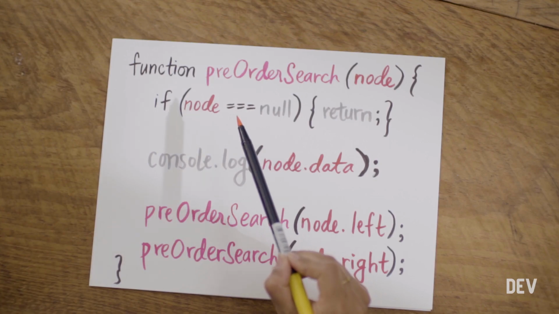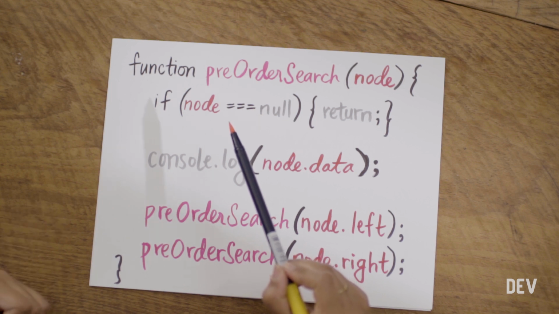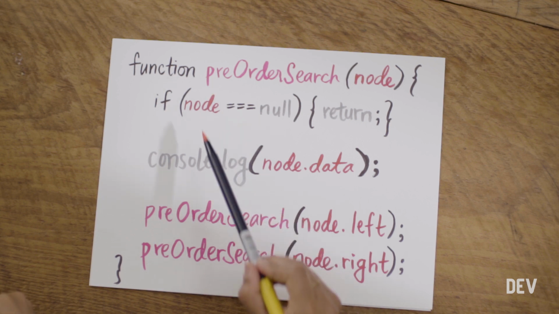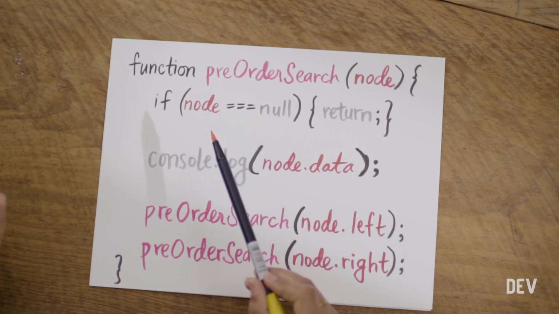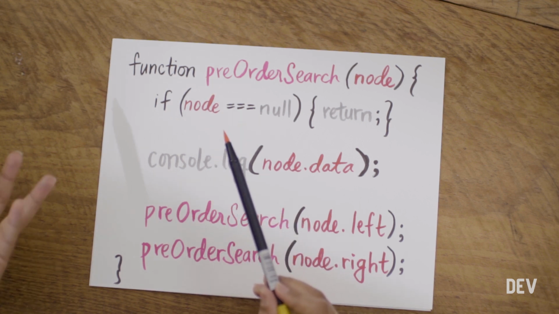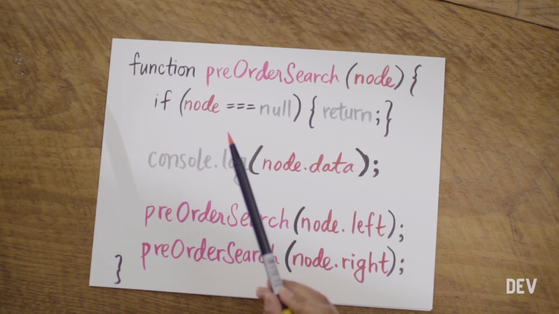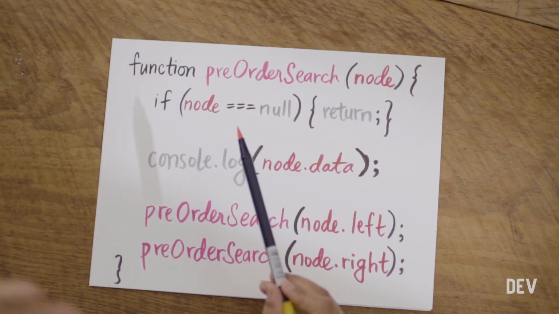We also need to check whether the node actually exists or not. If we're passing a reference to a node into this function, but the node doesn't exist, we actually know that the previous node was a leaf node. And we know that this node has nothing to check.